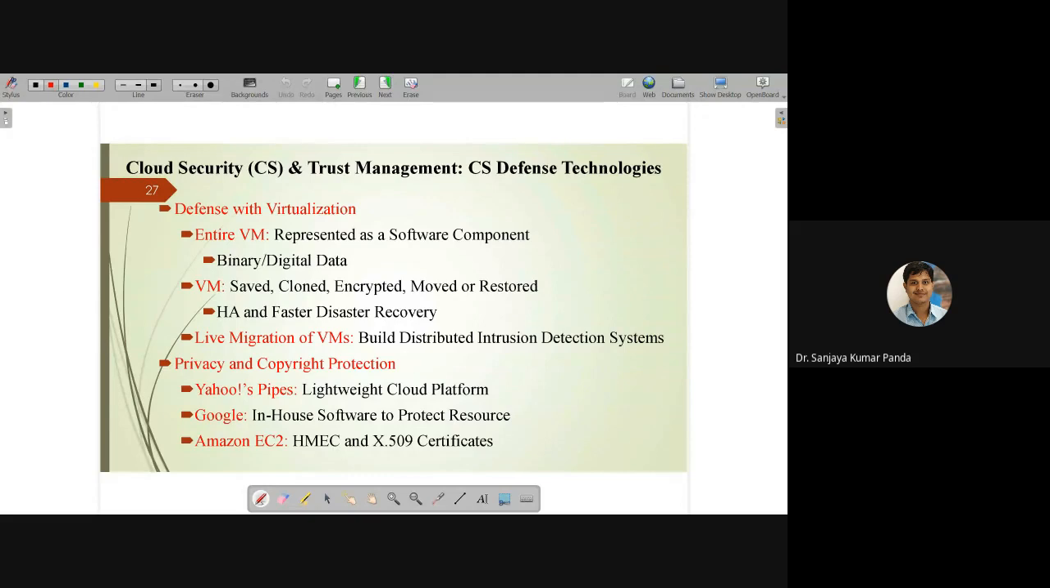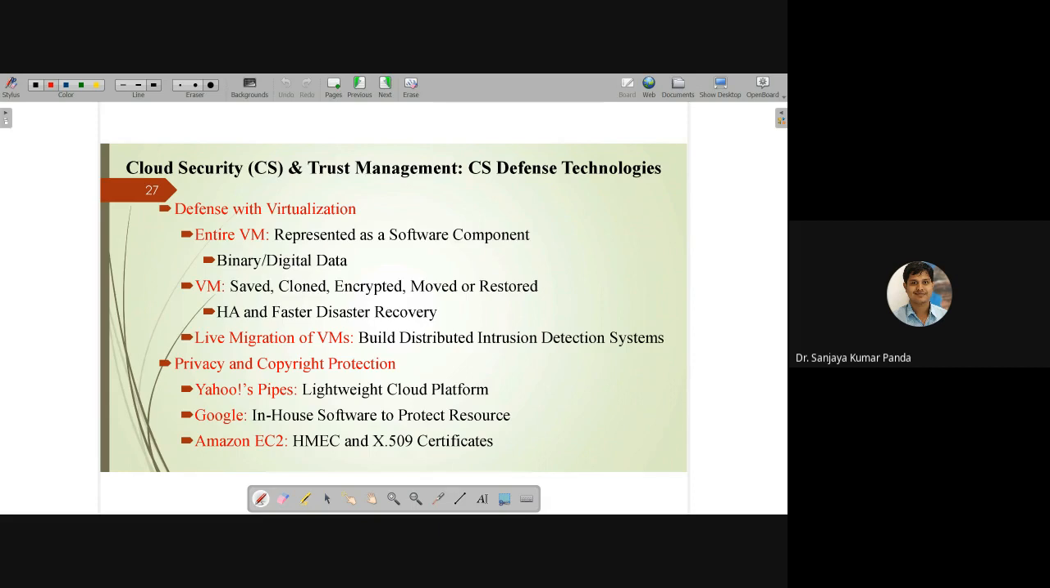Like the data is stored in digital form. Digital means it is binary form, right? So getting the information is in fact difficult, right? Binary data is hard to read. If I give a binary file of a particular program, it is difficult to identify this one. And VMs can be saved, and they may be copied or cloned. They may be encrypted, moved and distorted whenever you are migrating from one physical machine to another physical machine. So that if anything happens to that particular virtual machine, we can launch a faster discovery and disaster recovery mechanism to retrieve that particular virtual machine.